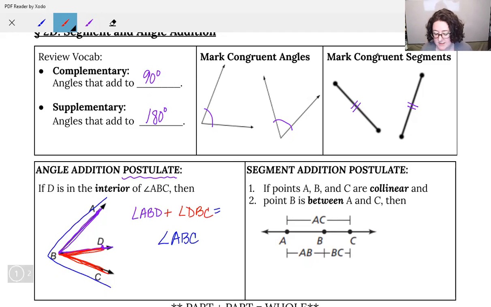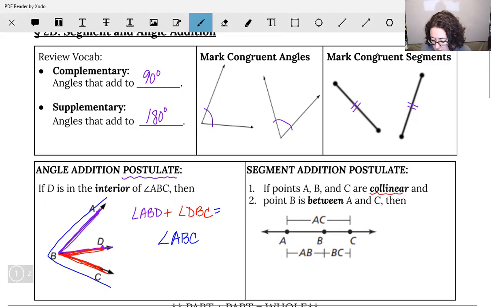Points A, B, and C are collinear. So again, that word collinear might be new, but take it apart. Co means together, and linear means having to do with a line. So if I put those together, collinear is together on a line. Okay, so points A, B, and C are all together on the same line. Okay. Point B is between A and C.